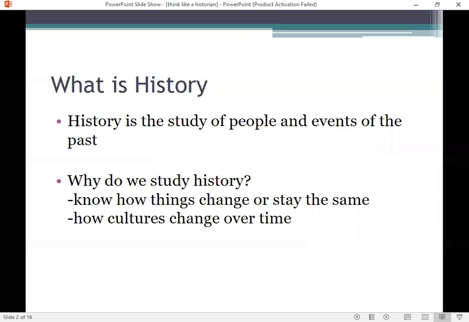If you compare the Americas from the day they were explored up until today, what was the same and what changed? The answers, we can find them out by studying history. The second reason is how cultures change over time. If we're talking about the same country, if we're talking about Egypt, how did the Egyptian culture change throughout the last 100 years? We also know that by studying history.